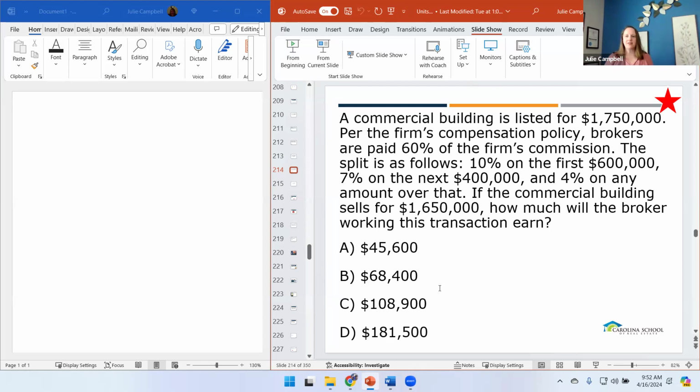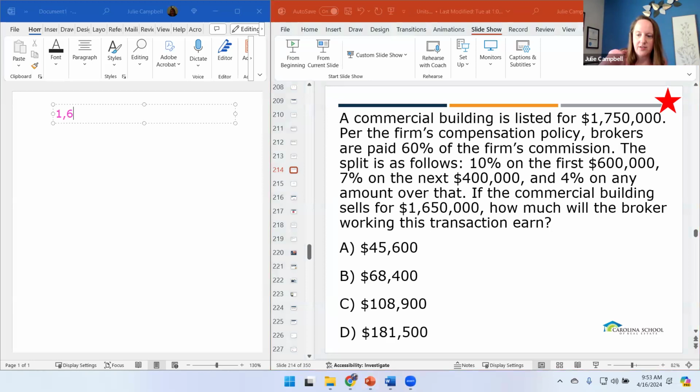Okay, so commission building is listed for 1.75 million. Per the firm's compensation policy, brokers are paid 60% of the firm's commission. The split is as follows. We're going to pay 10% on the first 600,000, 7% on the next 400, and 4% on any amount over that. If the building sells for 1.65 million, what will the broker get?